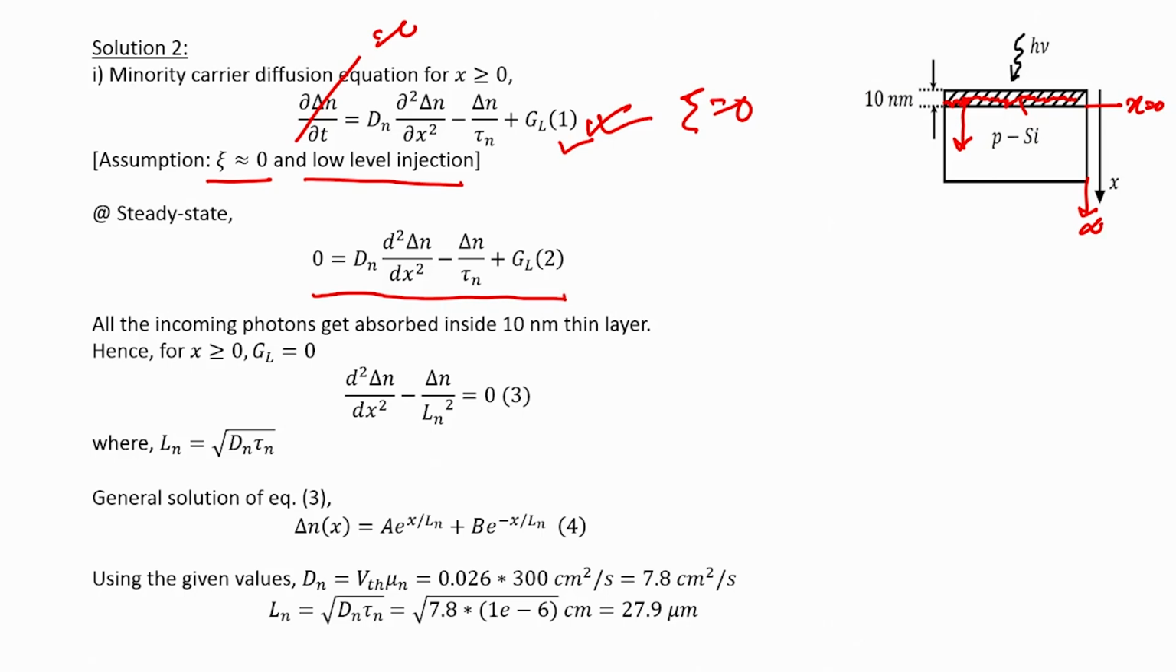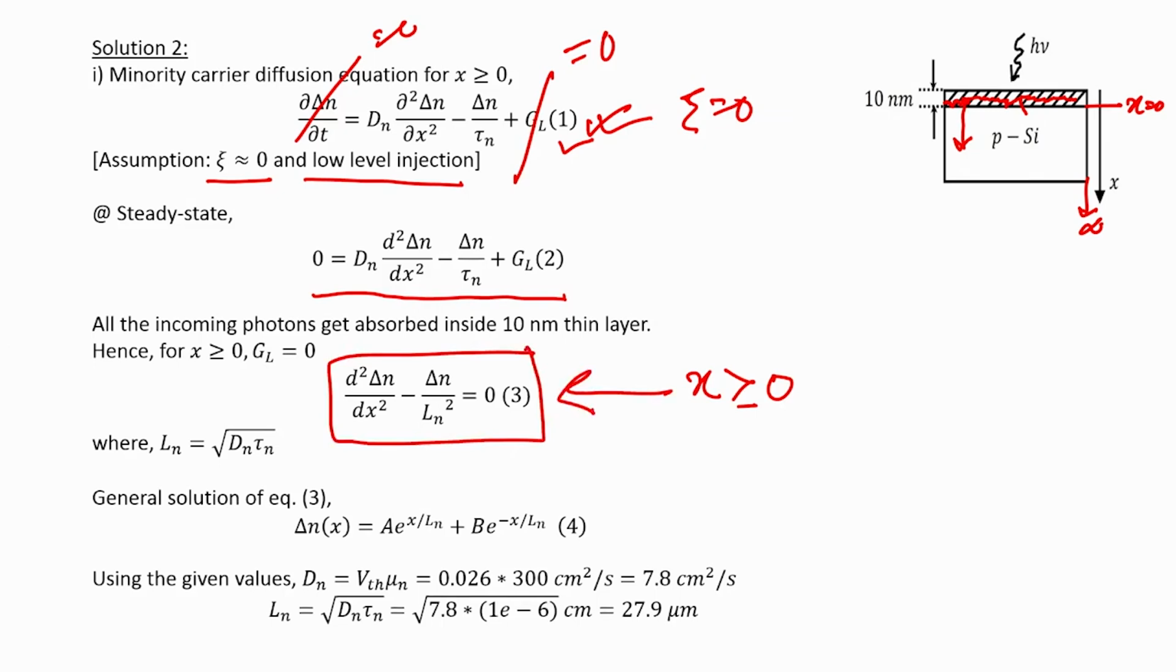The next reduction will come when considering the fact that there is no generation of electron hole pairs inside the bulk. So, beyond that 10 nanometer thin layer, that generation rate will become 0. So, this will again become 0 for x greater than equal to 0. So, for x greater than equal to 0, the minority carrier diffusion equation can be reduced to this final form: Dn d2 del n by dx square minus del n by Ln square is equal to 0.